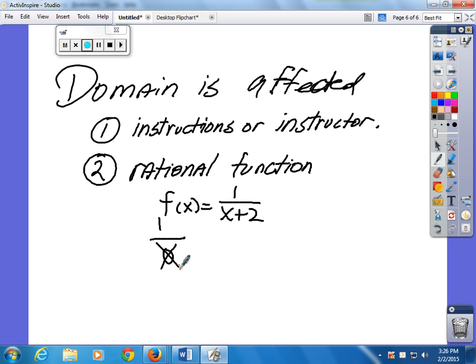If the domain is affected, that means the range is affected. If you pour purple food coloring in your ice machine, or in your water that's going in your ice machine, what are you going to get? Purple ice.